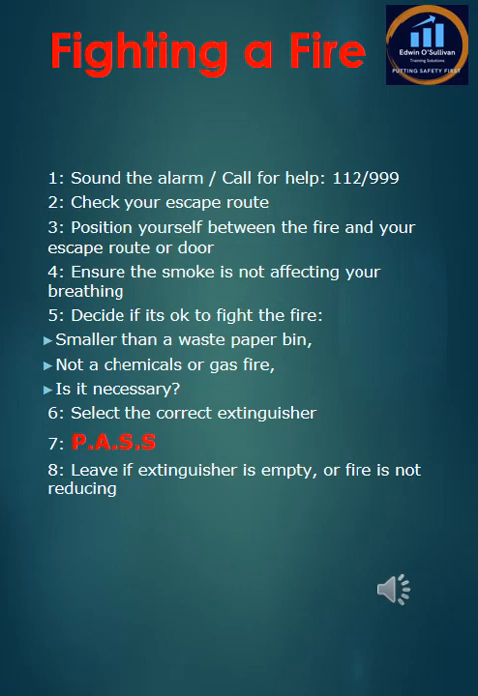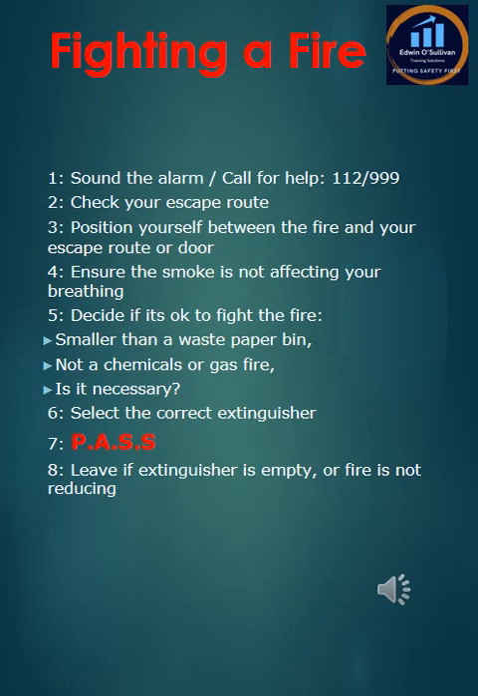We will implement our PASS technique by pulling the pin, aiming at the base of the fire, squeezing the trigger and swaying from side to side. Once our fire extinguisher is empty or the fire is not reducing from our efforts, we will immediately leave the area by closing the door behind us and walking to our assembly area.